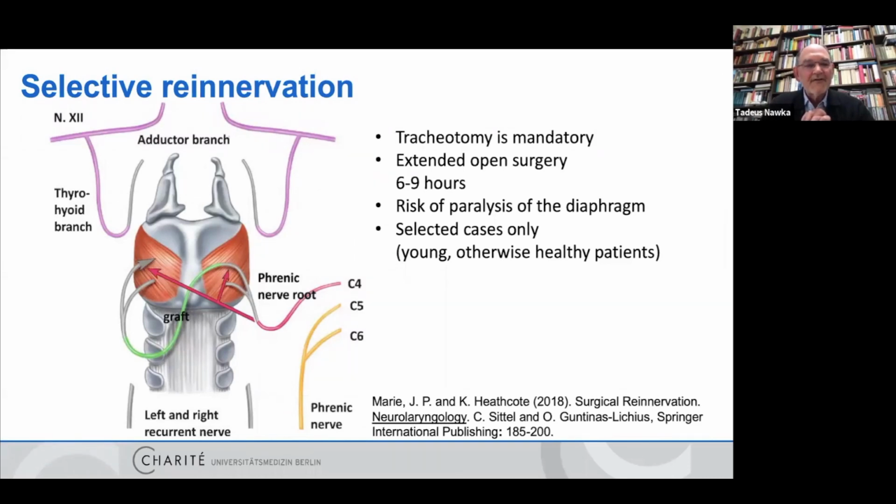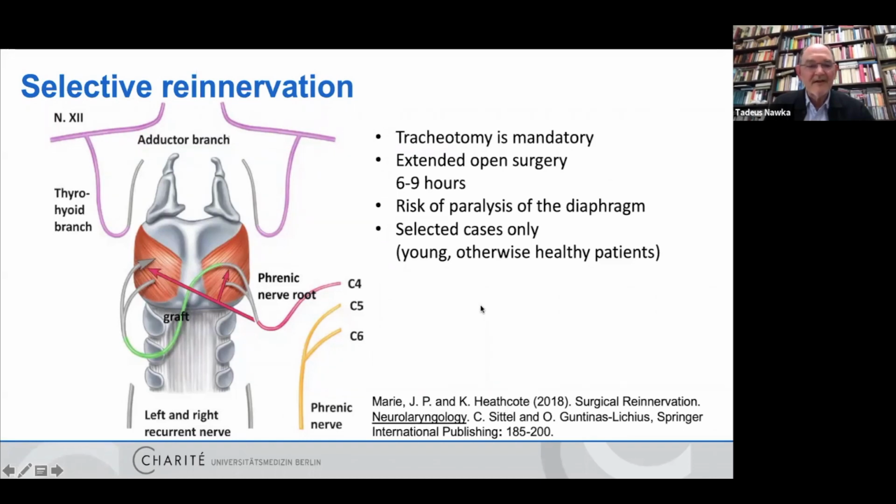And now I would like to give some more information on an alternative. If you do not want to resect some part of the vocal fold, then you have the laryngeal pacemaker, as we were talking about, but you also have the selective reinnervation. And this is a very complicated procedure from my point of view, but some people are able to do it. I just mentioned here Jean-Paul Marie and Keith Heathcote.